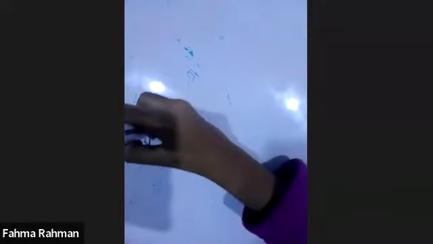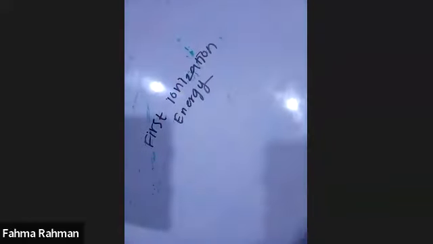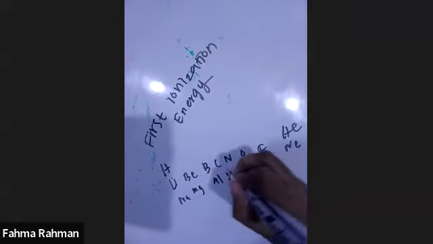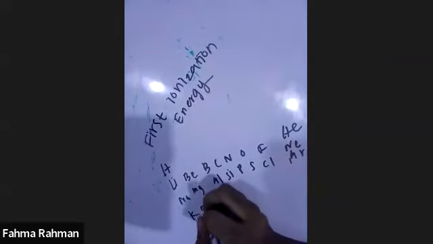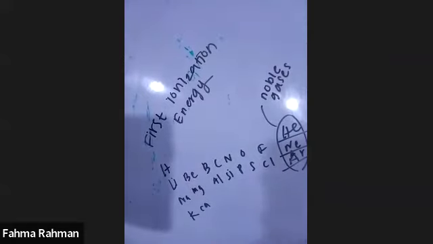Now, under the first ionization energy, let me draw the periodic table first of all. This is the periodic table. The first ionization energy is highest in the noble gases, only in helium, neon and argon. These are known as noble gases because they exist freely in the environment.